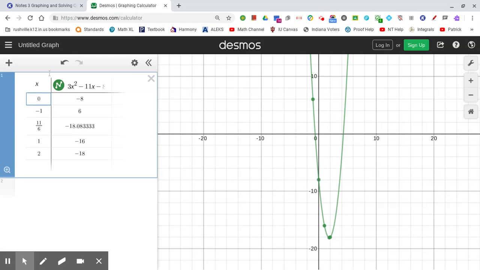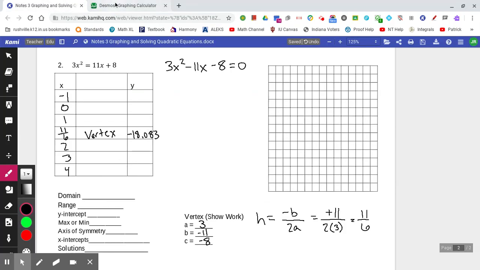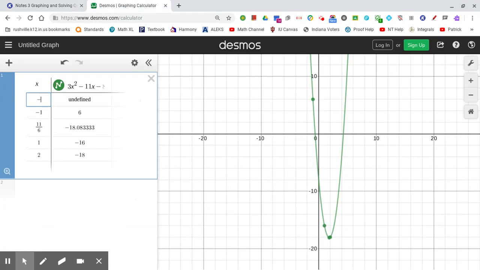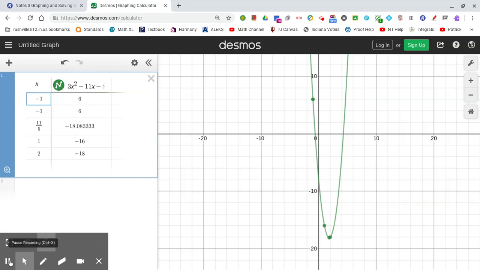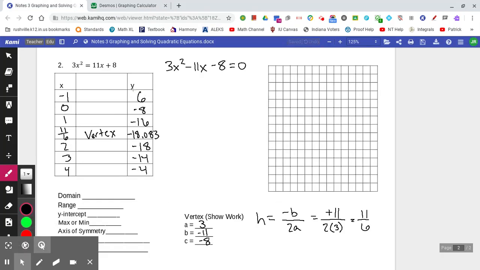So then come over here and type those into the table. So at 0, we're at negative 8. And type in your negative 1. And I'm going to pause the video and finish this. All right, so I used Desmos or a graphing calculator. I get a table as well. And so all I did was I wrote down what my ordered pairs are going to be that I'm going to graph.